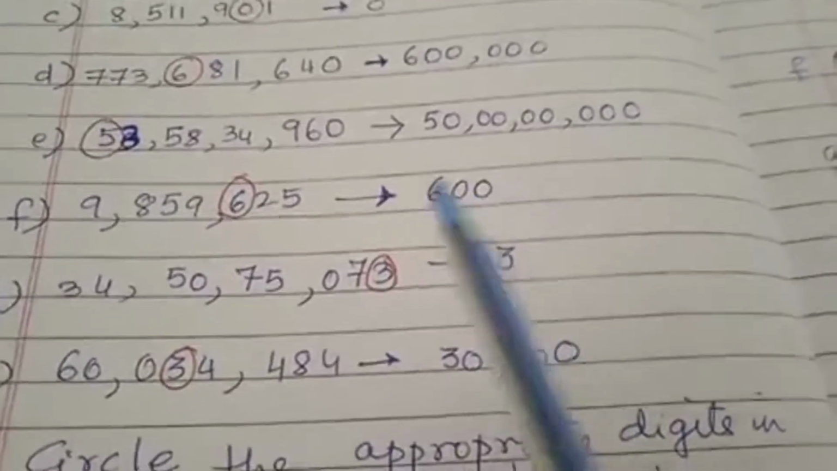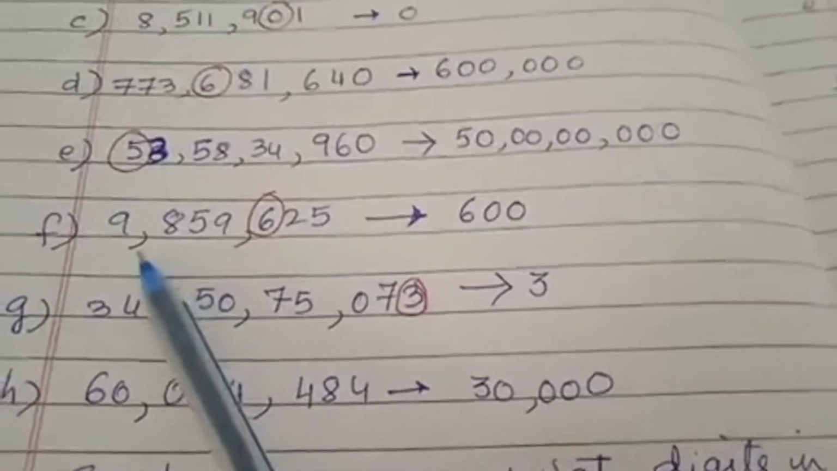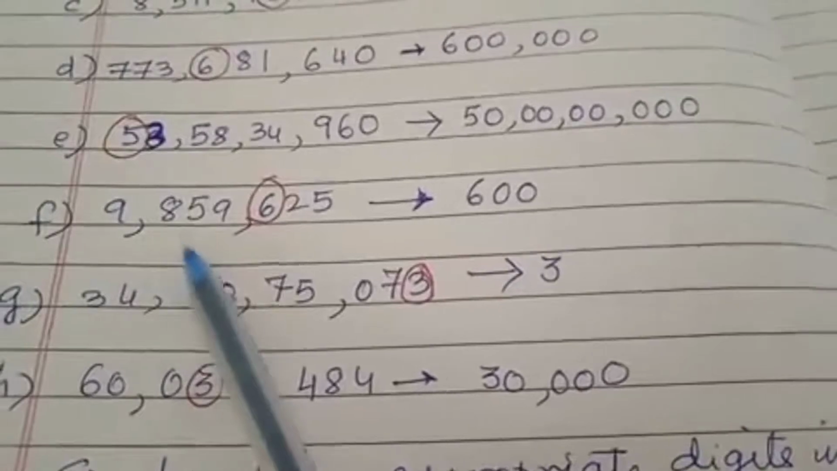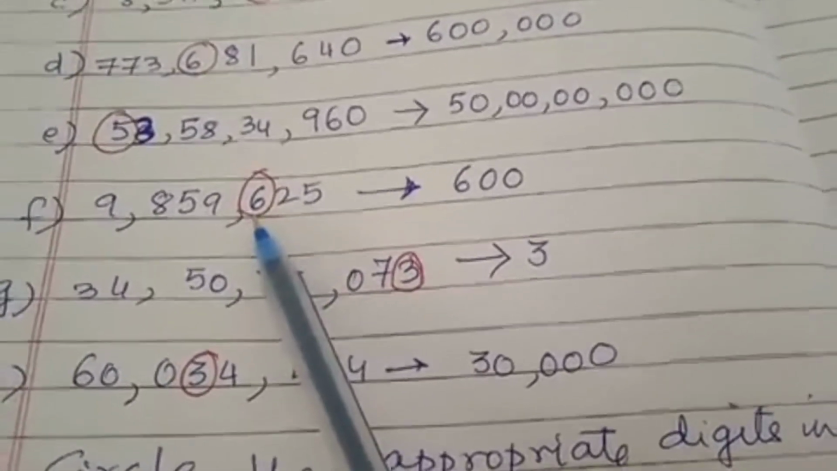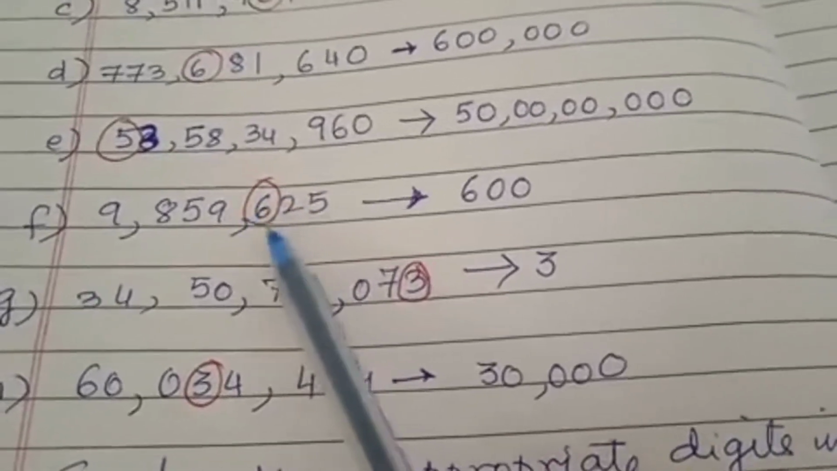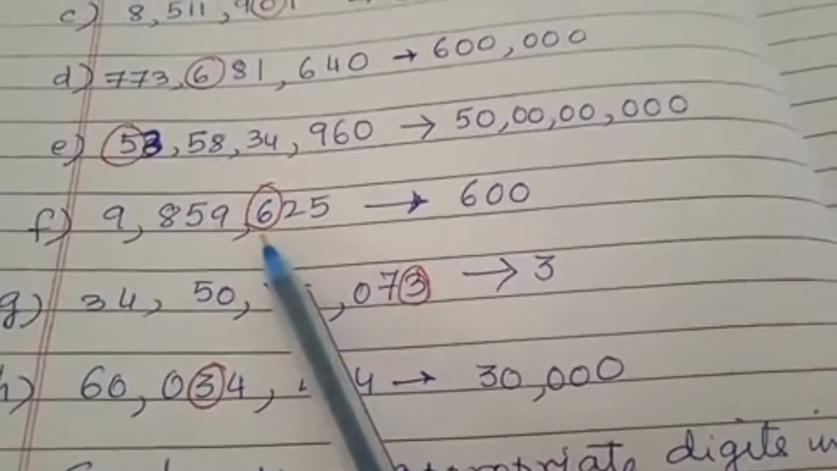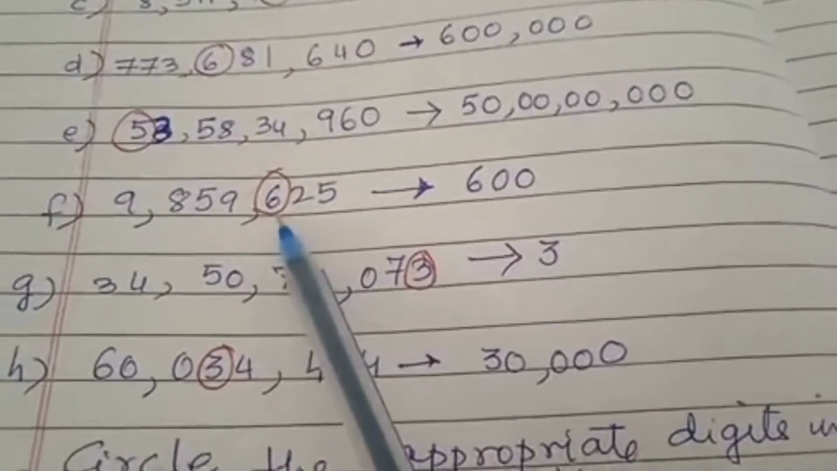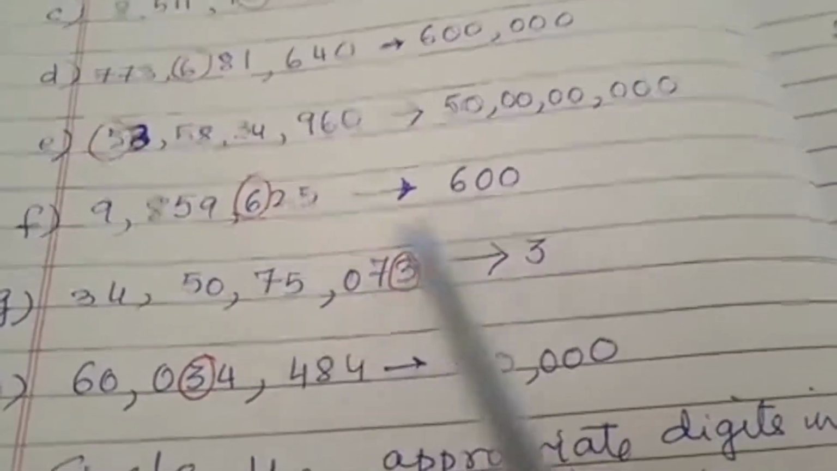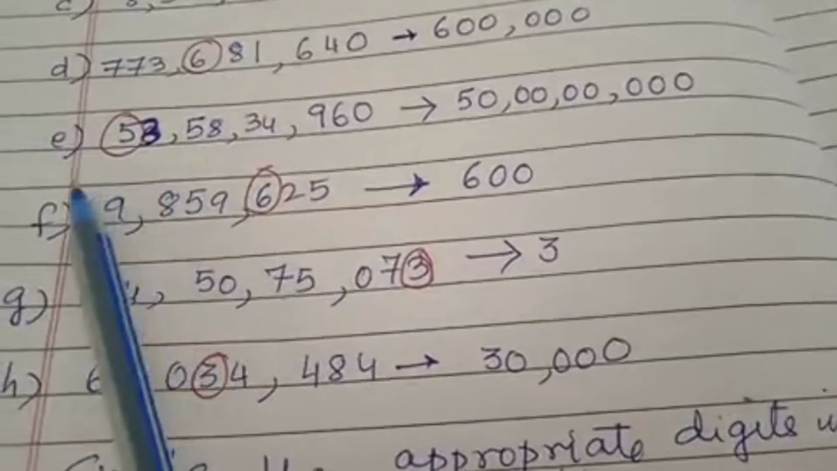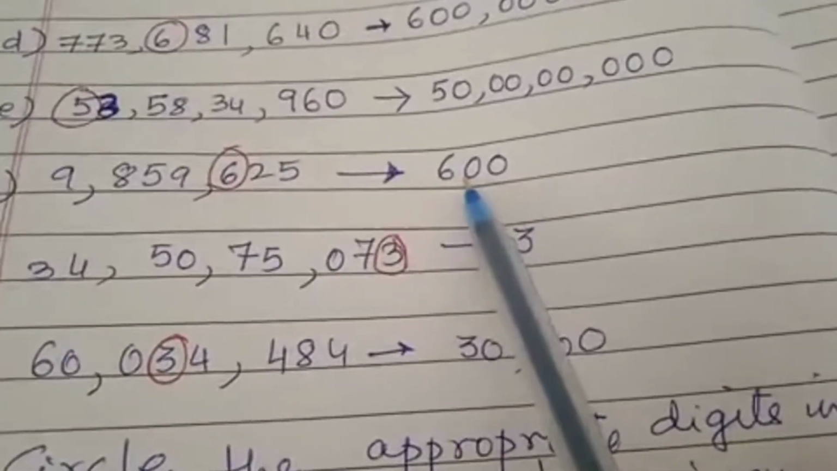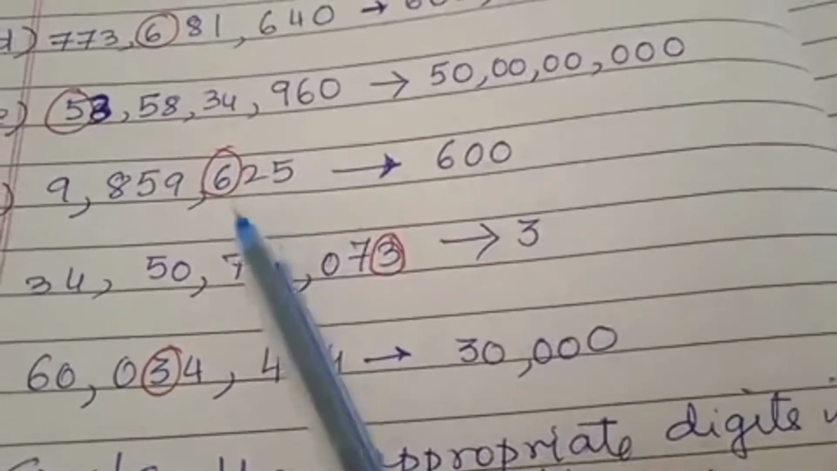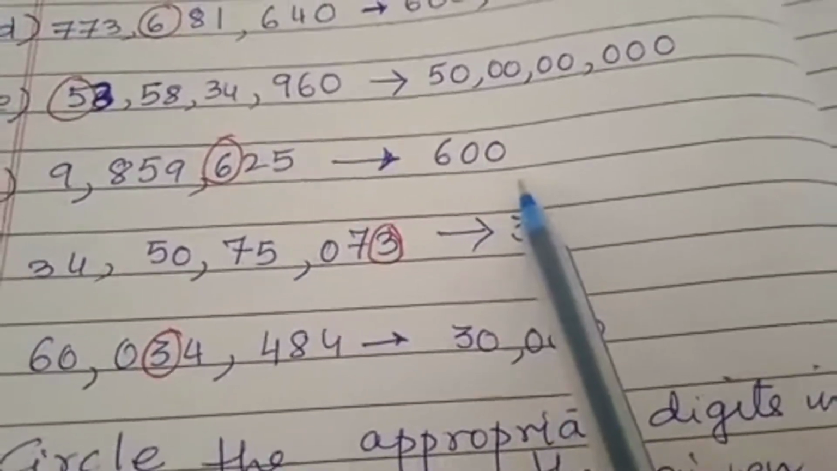Okay. Next we have number F, in which we have this number as 9,859,625. So 6 in the hundreds place is circled. That means we have to write the place value of 6. So this is in the hundreds place, it's simply as simple as 600. So we ignore whatever numbers are before this. So from the 6 onwards, the two places after the 6 are that of tens place and the ones place, which will be written as 0 and 0. Okay.